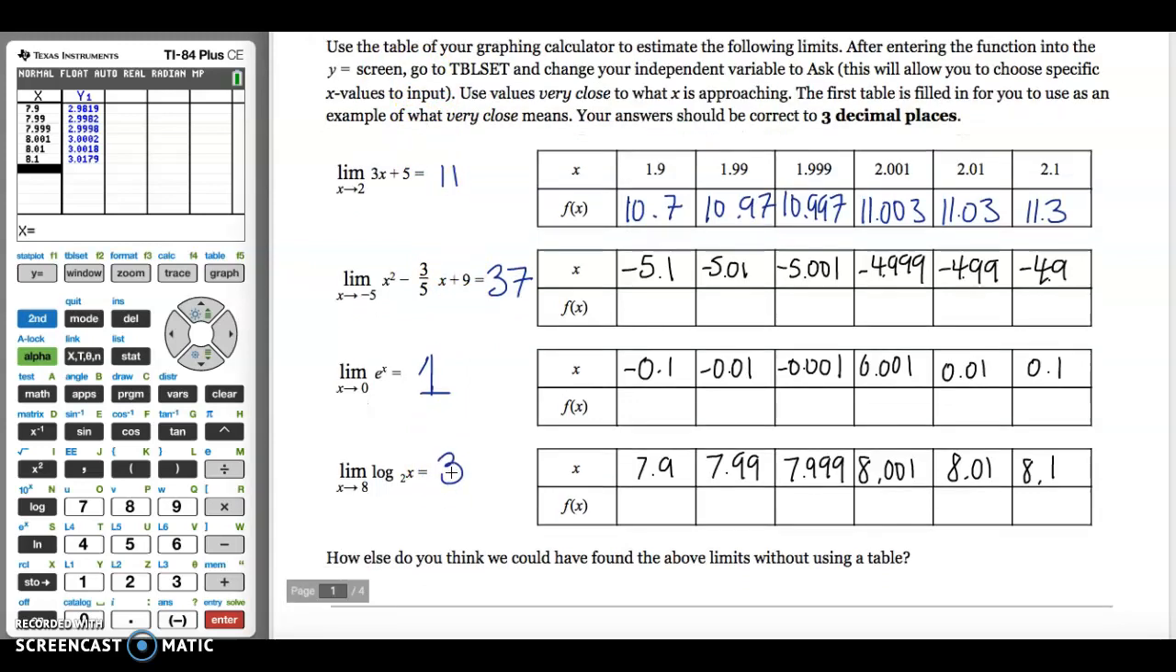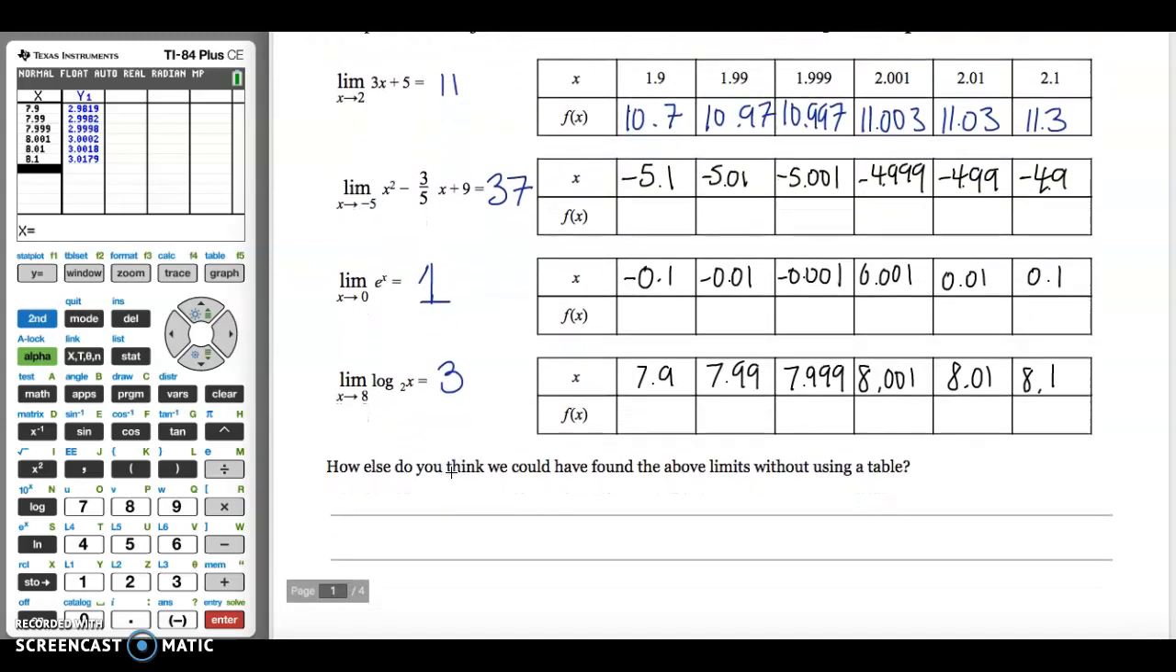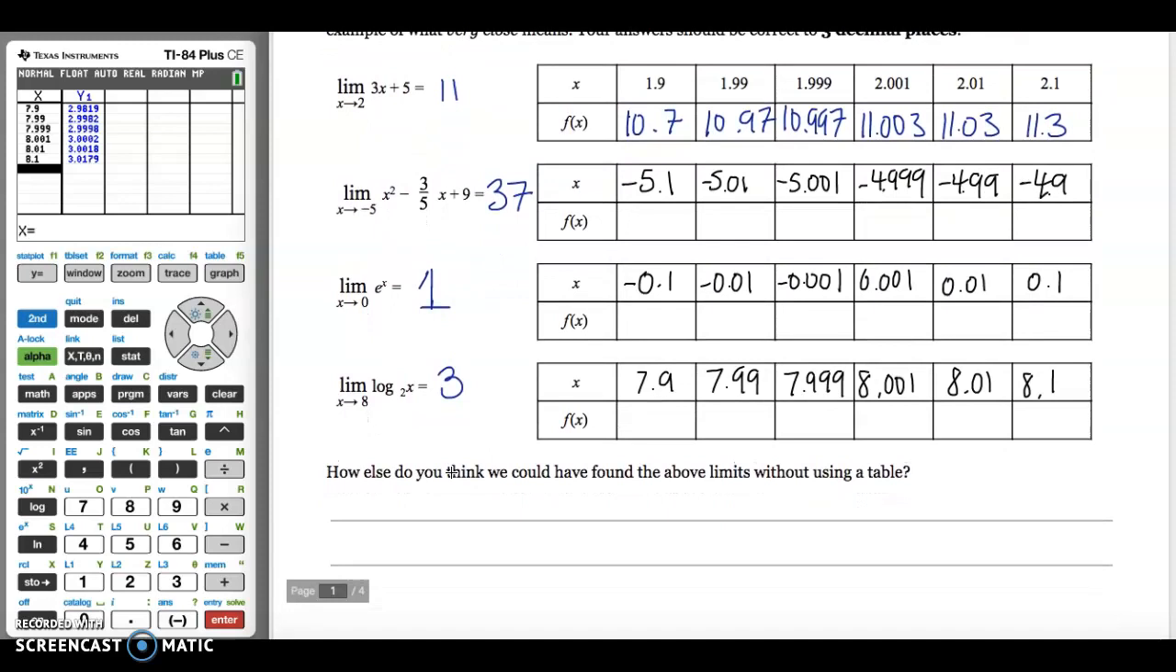All right. Real quick, before you move on to the next video, I want you guys to ponder this question for a minute. Without using the table that we have up here, how else do you think that you could have found the above limit? So how could you have looked at just this information and gotten 11? How could you have looked at just this information and gotten negative 5? So keep that in mind. Maybe jot down a note right here.